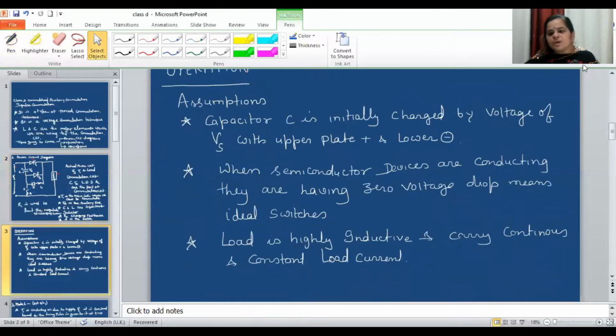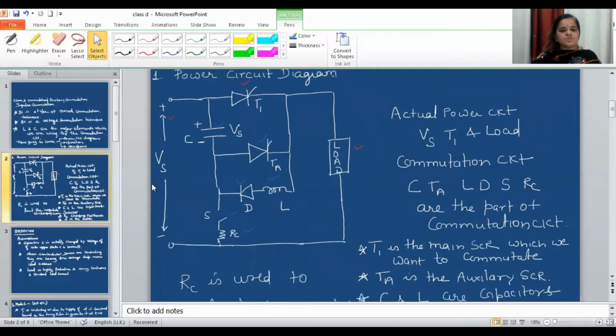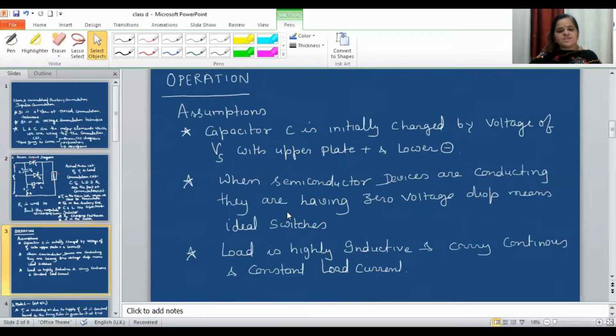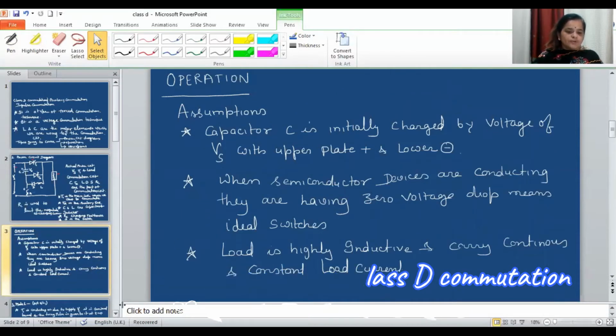Now let us discuss its operation. There are a few assumptions. One, capacitor C is initially charged to voltage Vs with upper plate positive and lower plate negative with the help of switch S and RC. RC is used to limit the charging current. The second, all semiconductor devices, in the main circuit or the commutation circuit, are ideal devices, and when conducting they have zero voltage drop. Third, the load is highly inductive and carries a continuous load current. So these three are the assumptions for this commutation.